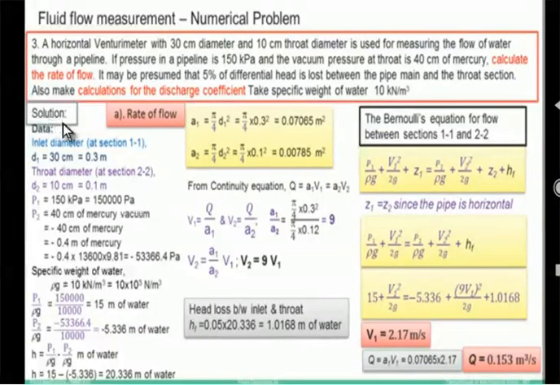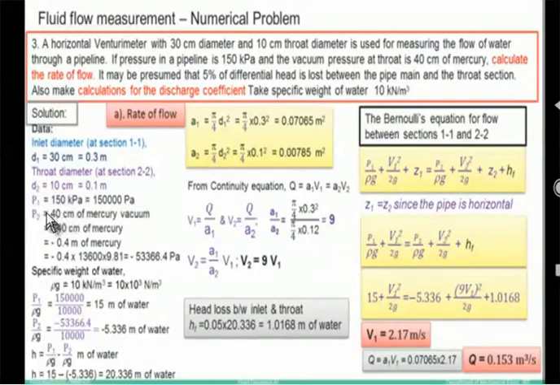First write down the solution data, whatever he has given here. Inlet diameter at section 1, that is nothing but the horizontal venturimeter with 30 centimeter. This is the inlet diameter D1, the divergent part or pipe, that is 0.3 meter. Throat diameter, he has mentioned 10 centimeter, that is D2, which becomes 0.1 meter. Next, P1 he has mentioned in terms of kilopascal. If pressure in the pipeline is 150 kilopascal, then we have to make it in terms of pascal. Just multiply with 1000.